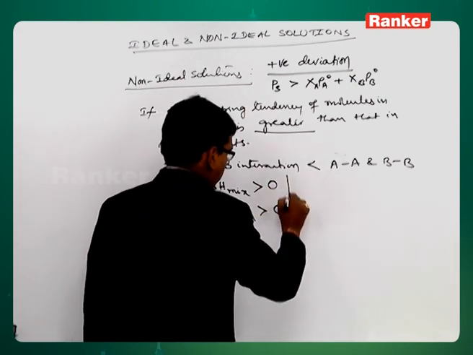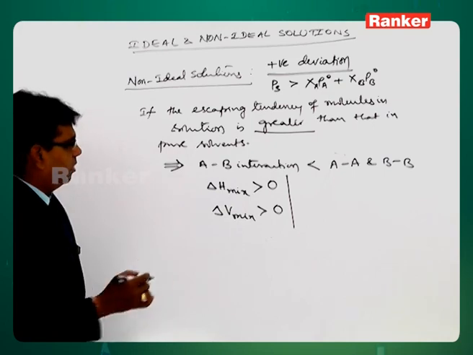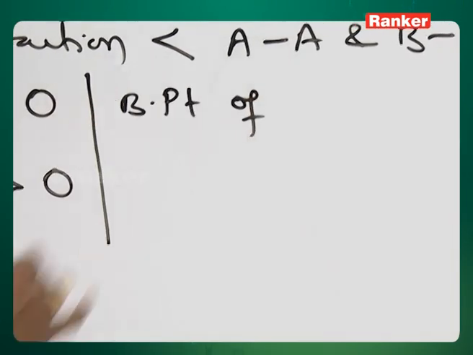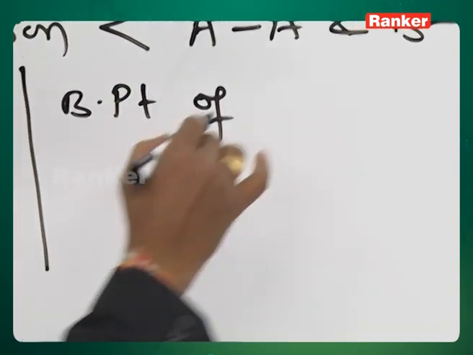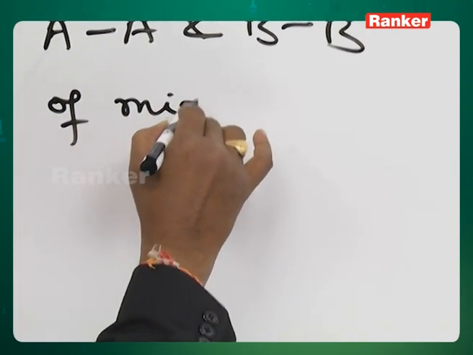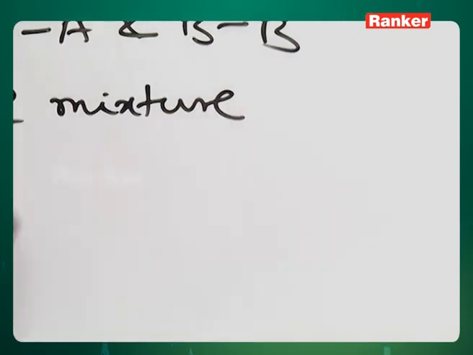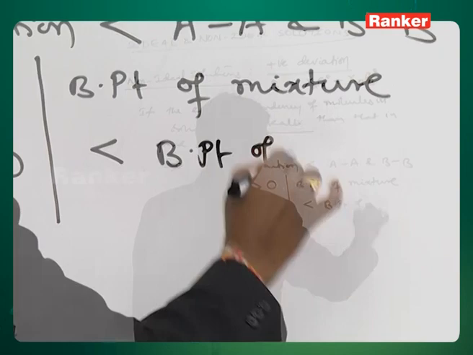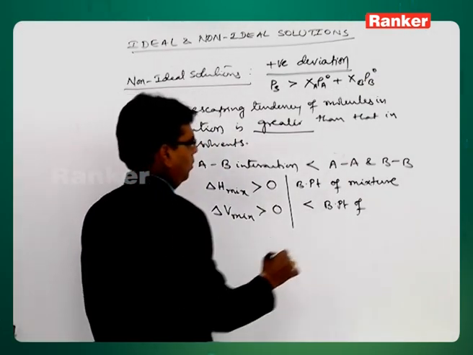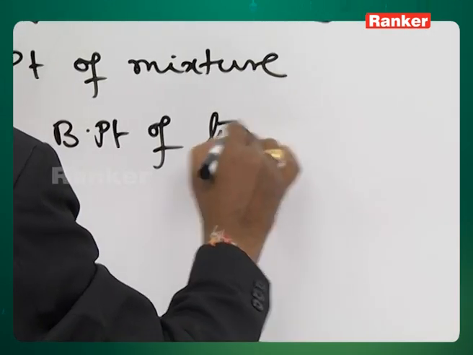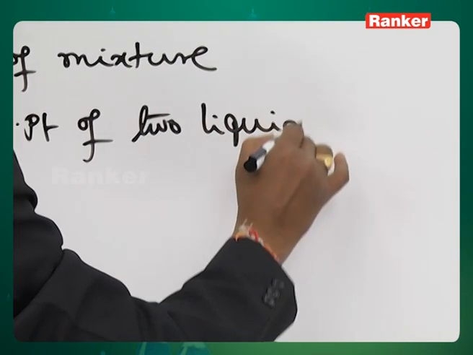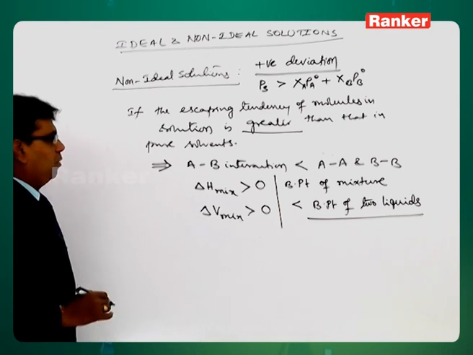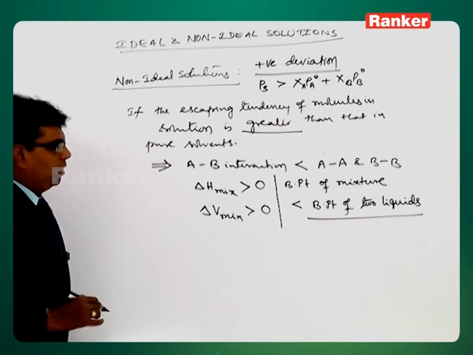So, in this case also, what we can understand is the boiling point of the mixture will be less than the boiling point of the two liquids. Boiling point of the mixture is less than the boiling point of the two liquids.